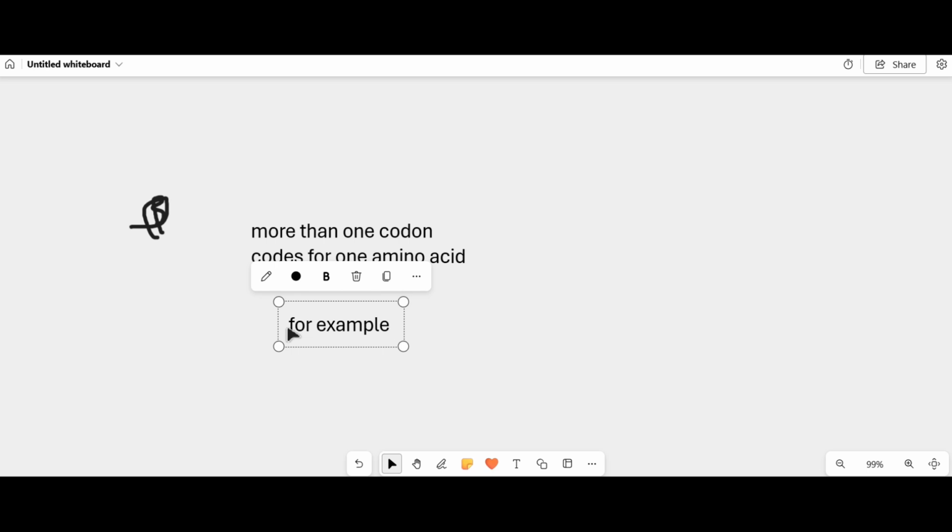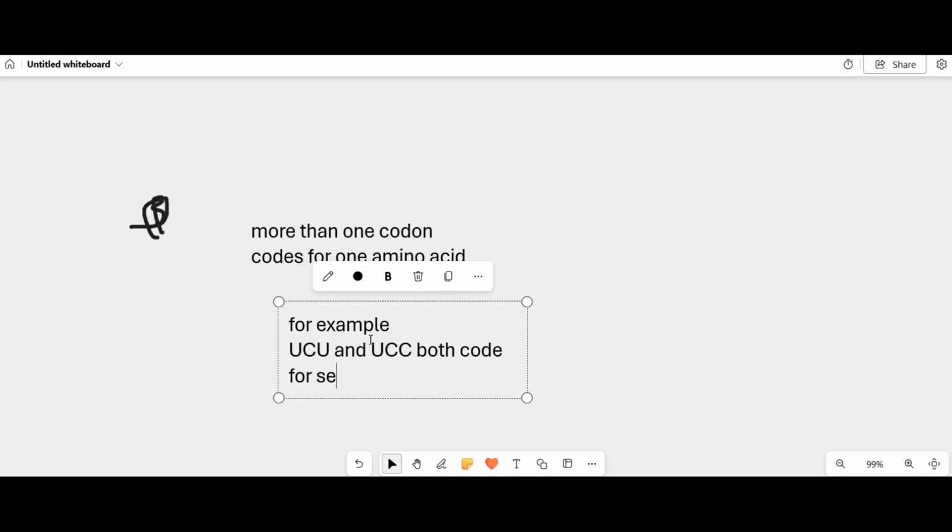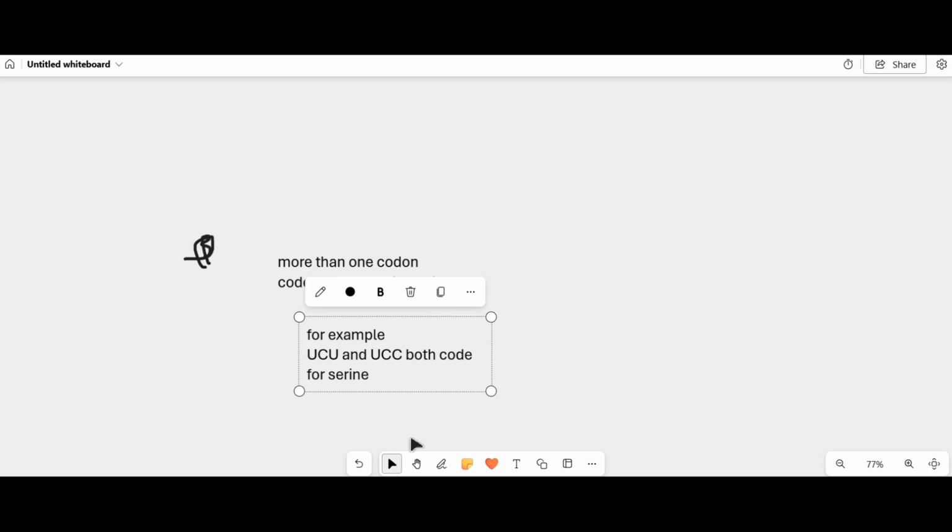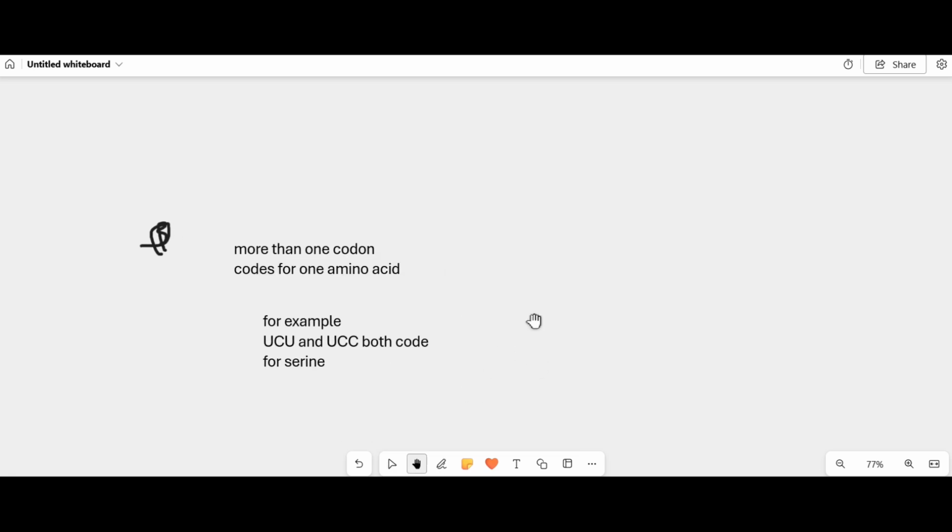So for example, UCU, if you look at U on the left hand side, C in the middle, and then U on the right hand side, that's serine. And if you look at U in the middle, C in the middle, and C on the right hand side, that's also serine. So UCU and UCC are both serine. Therefore, UCU and UCC both code for the same amino acid. If you don't understand that, go look at the topic 4 video, and you'll get it.